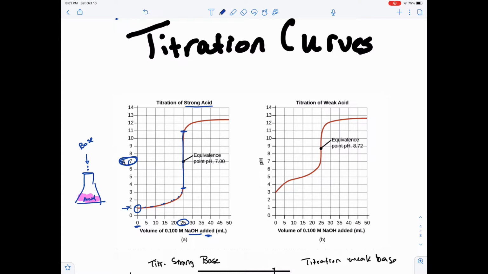Notice that right in the middle, the pH is 7. So there's no more volume being added. It just shows you that it does a very short pH change, and that's because all the H's are gone. You started with all those free-floating H's, and they're all completely gone.